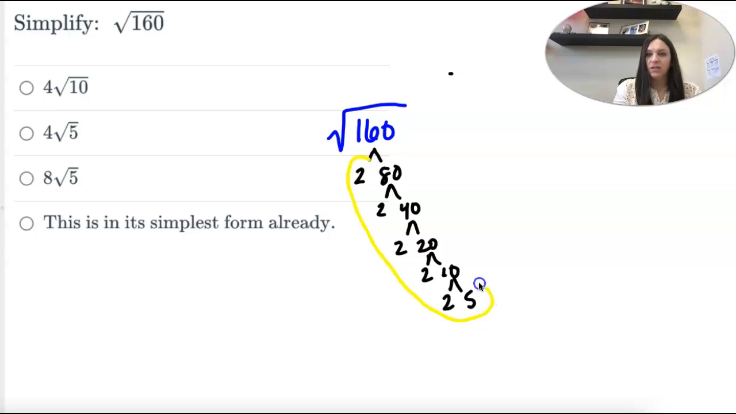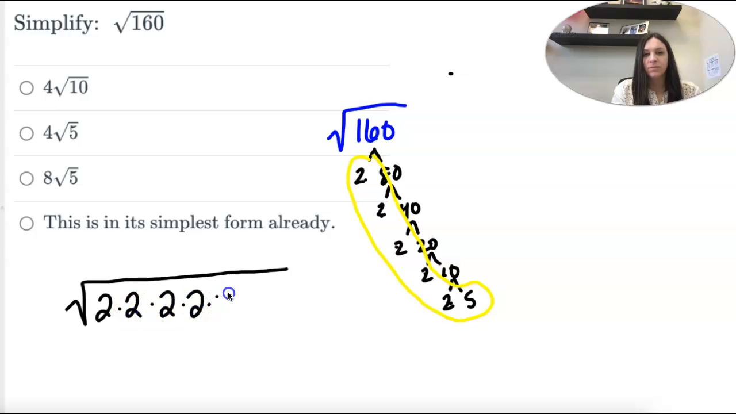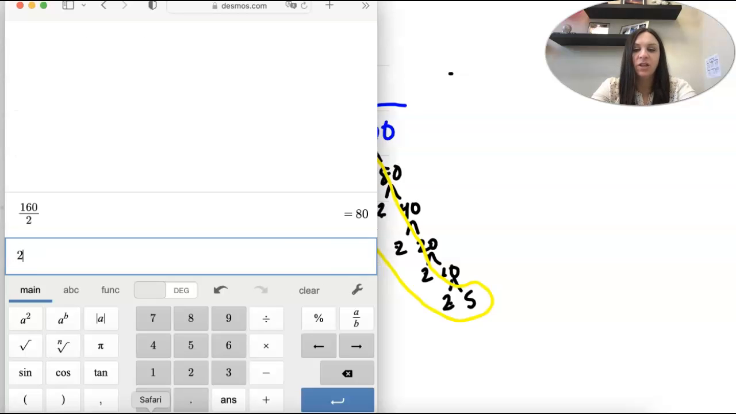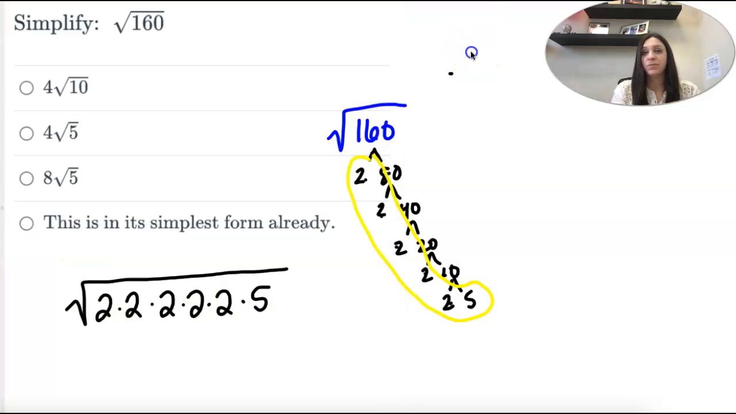So these prime numbers are what I'm going to write out. I have 1, 2, 3, 4, 5 2's and a 5. And I just like to check my work. 5 2's and a 5 is 160. Good. Okay, so now we look for a pair.